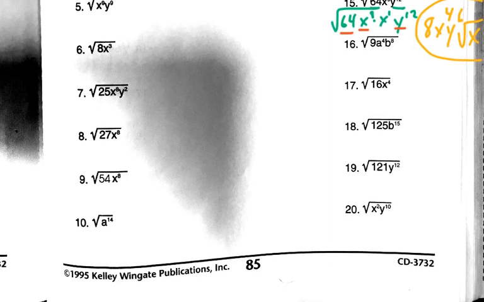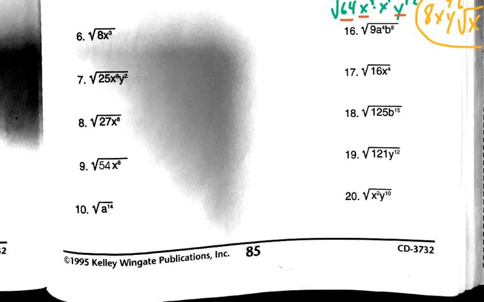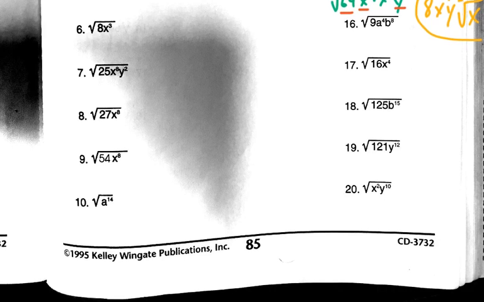Okay, let's just do one more. Let's take a look at 125b to the 15th. Now, neither one of those are perfect squares, so I got to break them down into factors. Well, 125 can be broken down to 5 times 25. B to the 15th, that's odd, so I'm going to make it b to the 14th times b to the 1st. So what items can escape? Well, 25 is perfect, and b to the 14th is even. They get to escape. Unfortunately, the 5 and the b to the 1st have to stay inside the symbol.